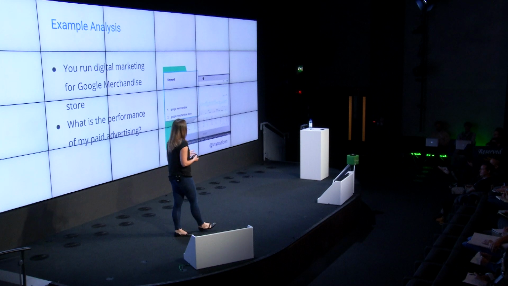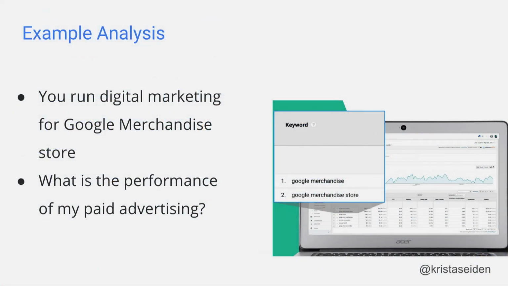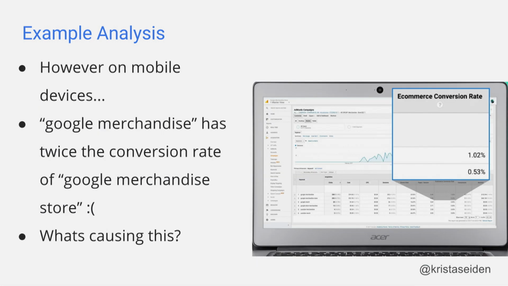So here we have the Google Merchandise Store, and we're digital marketers for this store, right? We want to know what the performance of our paid advertising is. Here we're looking at a keyword report for our AdWords account, and I'm looking at my top 2 keywords by volume: Google Merchandise and Google Merchandise Store. However, when I segment this down to mobile, I see that my conversion rates are really different for these 2 keywords. Google Merchandise has twice the conversion rate of Google Merchandise Store on a mobile device.